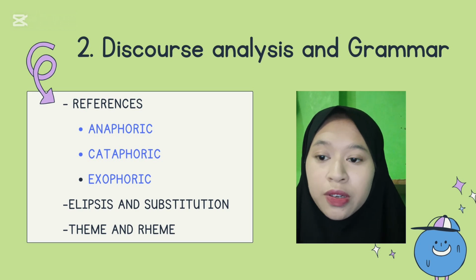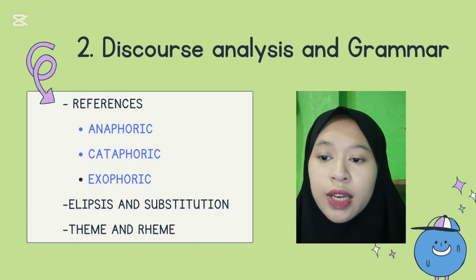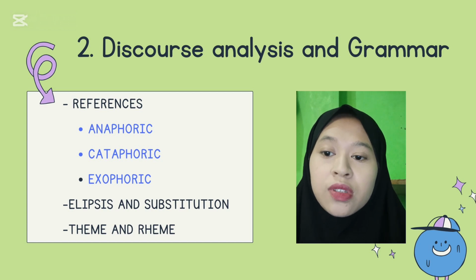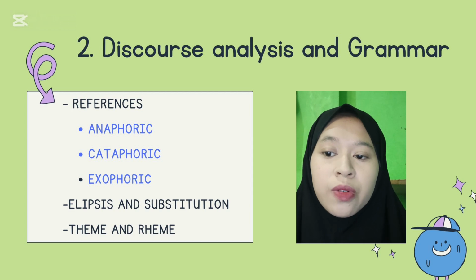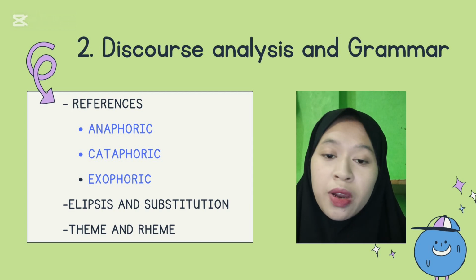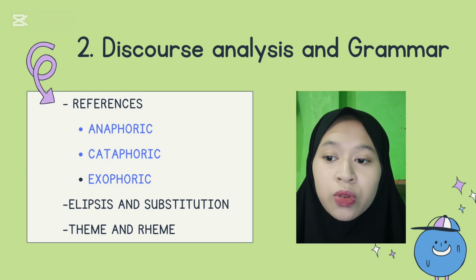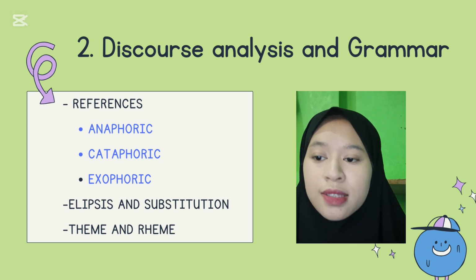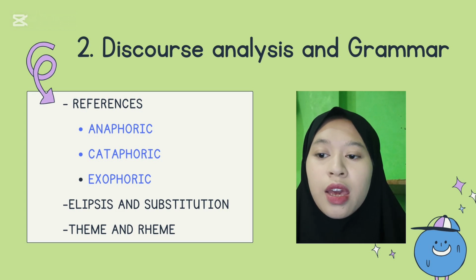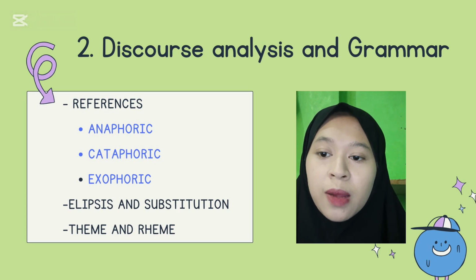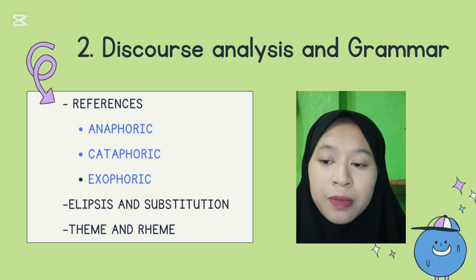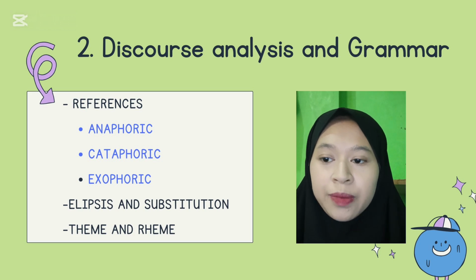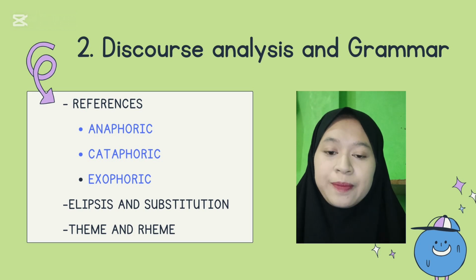Second, cataphoric reference. Cataphoric is referring to something mentioned later. For example, before he arrived, John called to confirm the meeting. He here refers to John. And last is exophoric. Exophoric is referring to something outside the text, often in the physical environment. For example, look at that.